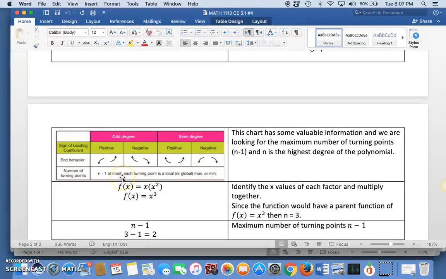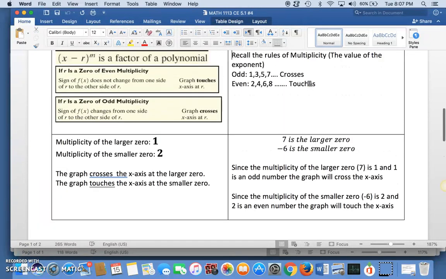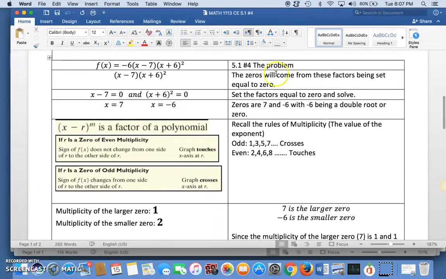The number of turning points, which is what this is really after right at this moment, is n, which represents the highest exponent, minus 1. That's the maximum number of turning points. So in this particular problem, if you take the important pieces here, which were the x minus 7 and the x plus 6, think about it if you were to multiply that completely together.